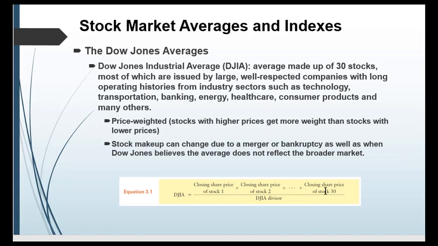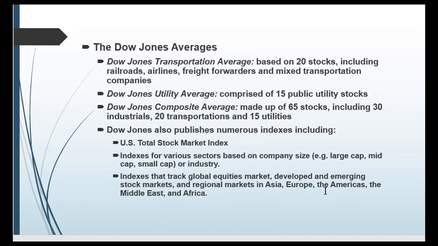So when this number is calculated, and again, you can see the formula here, you get the closing share price of each stock, and there are 30 of them, and then you divide them by this divisor. Now what the divisor does is it takes into account things like stock splits and any changes that might happen because of mergers, bankruptcies, etc. So that divisor adjusts it. So now we can make comparisons to the past since this number, in quotes, adjusts it for us.